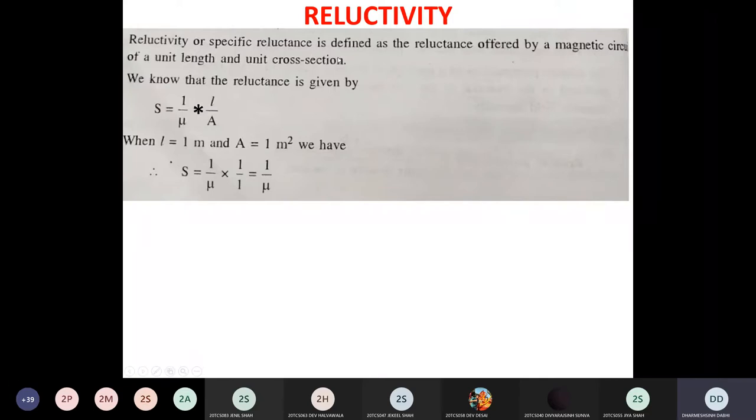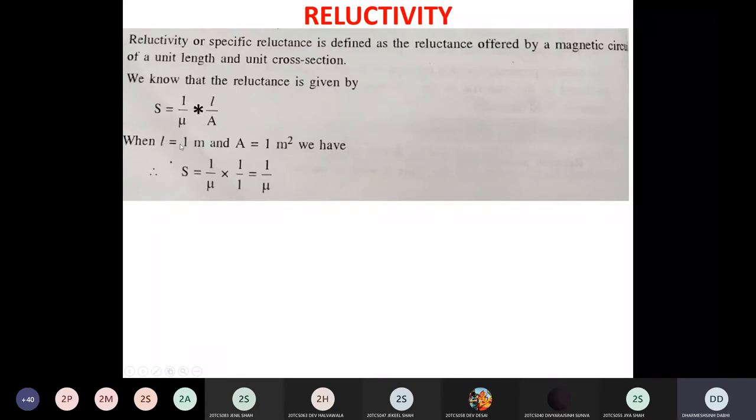The definition is that it is the reluctance offered by the magnetic circuit of unit length and unit cross-section area. So mathematically, you know the equation of reluctance: S is equal to L divided by mu 0 mu r A. Mu is equal to what? Mu 0 into mu r. Clear? So as per the definition of reluctivity or specific reluctance, in one unit length, meaning 1 meter, and one unit cross-sectional area, or 1 meter square, how much reluctance is offered by the material, that is called reluctivity.